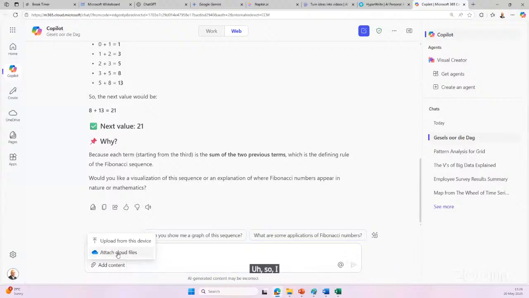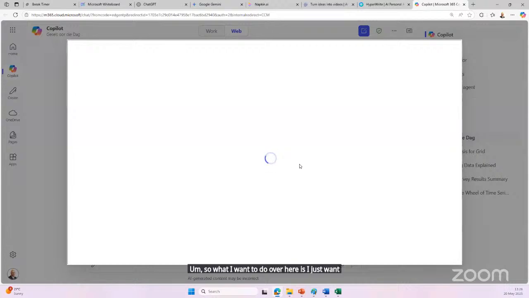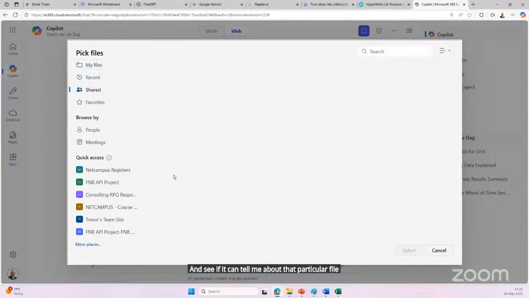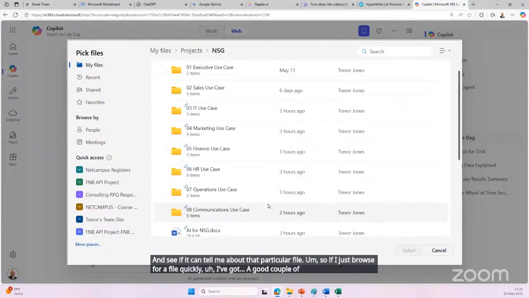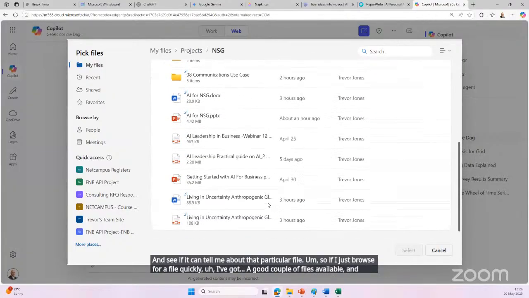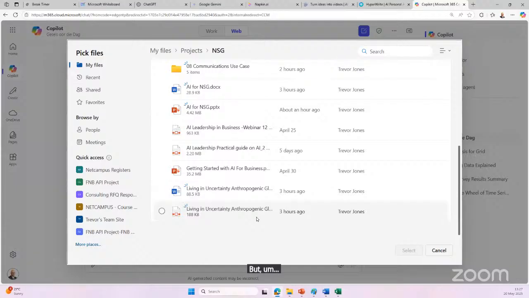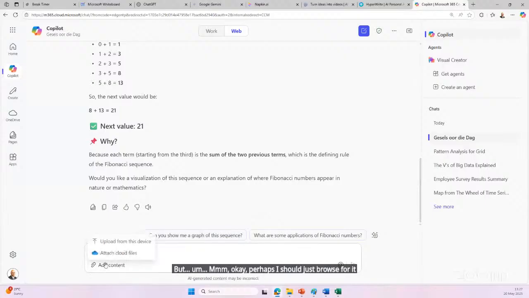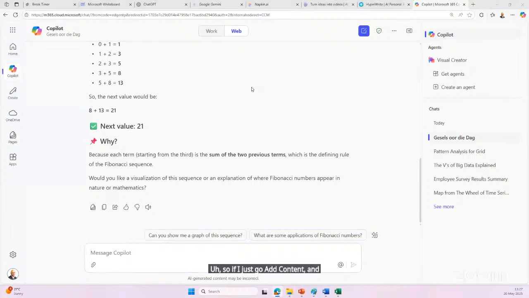Perhaps another good example of machine learning would be if I were to add some content. I've gone ahead and of course, with any presentation, I try my best to prepare for the presentation. So what I want to do over here is I just want to attach a file quickly and see if it can tell me about that particular file. So if I just browse for a file quickly, I've got a good couple of files available. And I'm not quite sure which one it is I want, but okay, perhaps I should just browse for it on my computer rather than from the cloud. So if I just go add content and we'll upload it from my device.